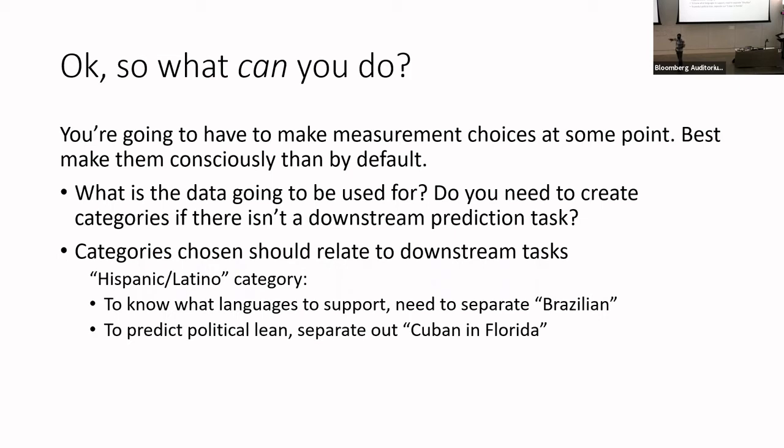If you want to predict political lean, if that's the thing you care about, you should probably separate out Cuban from Florida from the rest of that category. Because in general, Cuban Americans in Florida tend to be more Republican, more conservative than other Hispanic people in the United States, for a variety of historical reasons. So these are two different choices you need to make about breakdowns of the same quote-unquote meta category that is often used in the US.